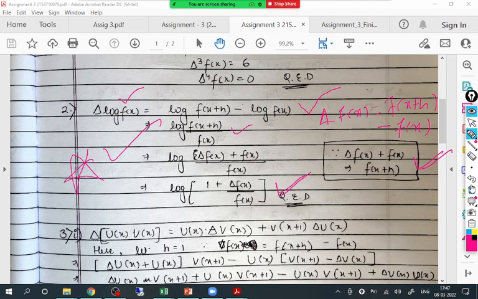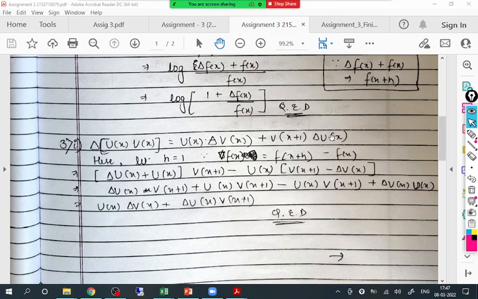No doubt. Come to the third question. The third is a little different, and many students ask doubts at the beginning because you have not seen this type of question anywhere. The question is: show that delta of u(x) into v(x) is u(x) into delta v(x) plus v of x plus 1 into delta u(x).